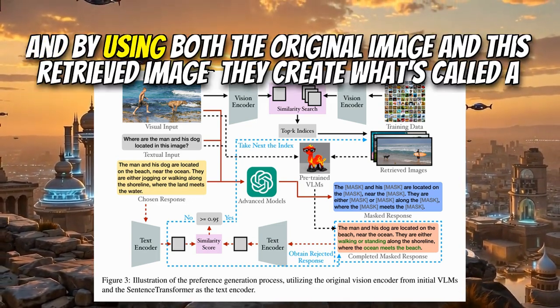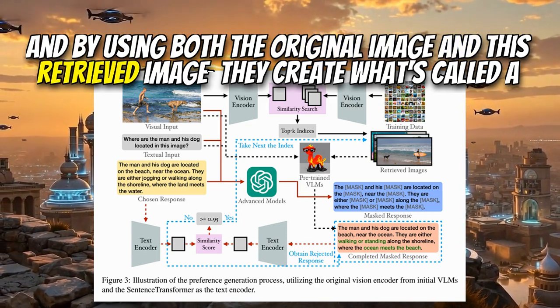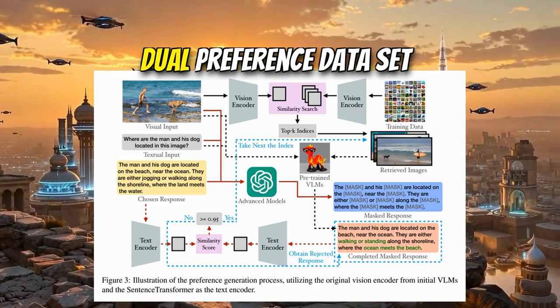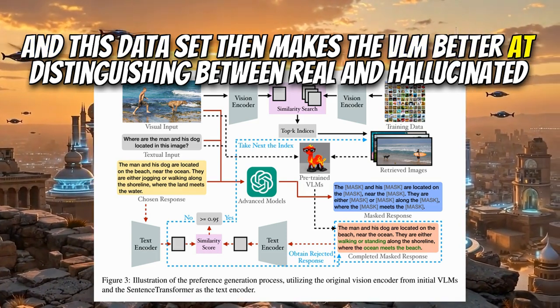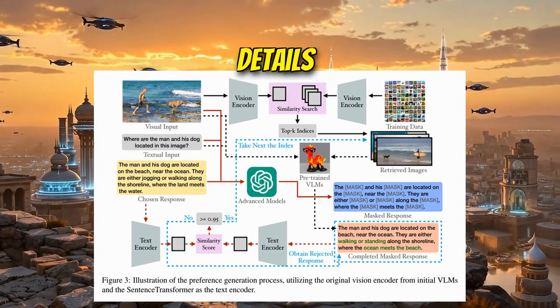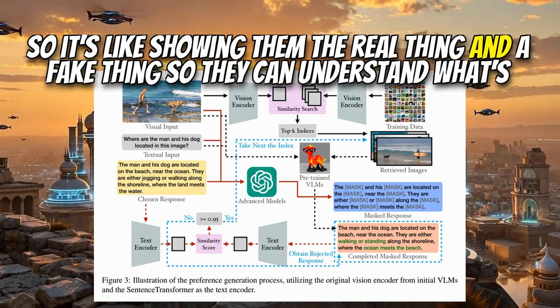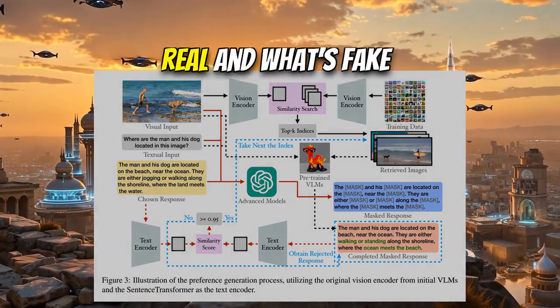And by using both the original image and this retrieved image, they create what's called a dual preference dataset. This dataset then makes the VLM better at distinguishing between real and hallucinated details. So it's like showing them the real thing and a fake thing, so they can understand what's real and what's fake.